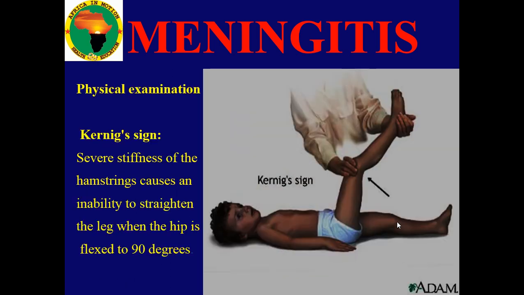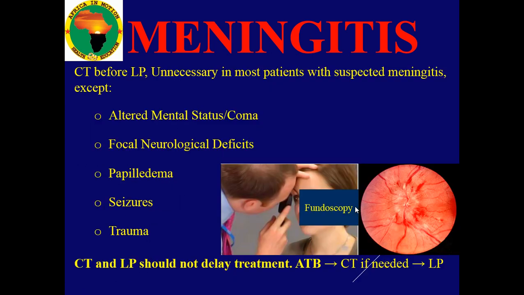Another one is the Kernig sign. The Kernig sign is where you try to flex the hip and extend the knee. You are trying to make the leg 90 degrees with the body, but it doesn't happen that way. There will be resistance because there is stiffness of this muscle, the hamstring muscle, and it will be painful if you try to extend the knee. This is a very important test to do when you want to diagnose meningitis.